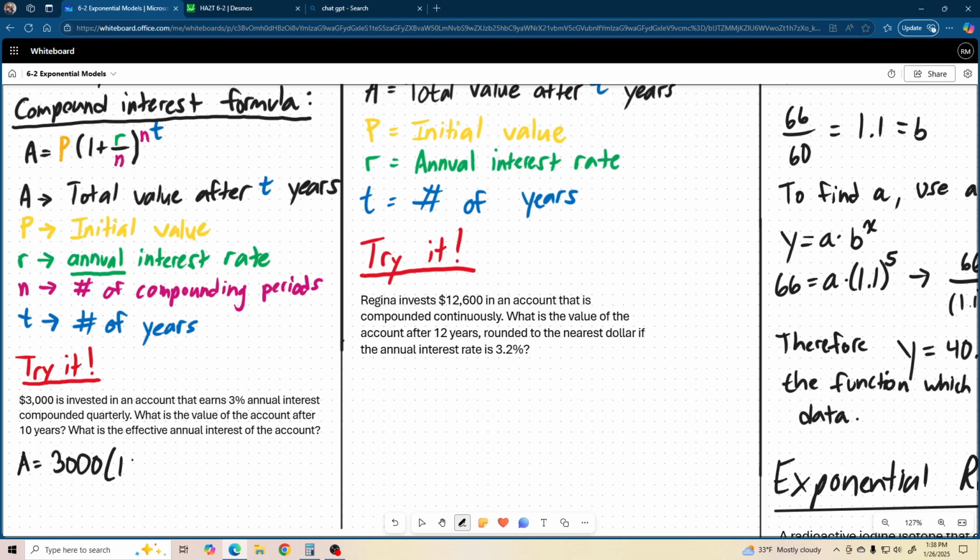times 1 plus R, right? R is our annual interest rate, right? So R is 3%, which is 0.03 over, well, we're compounded quarterly, so that's 4 is our N, times N, right, which we just said is 4. I don't know why I put N. 4. And then this is T, so this is after 10 years, right? So we want to do 10.